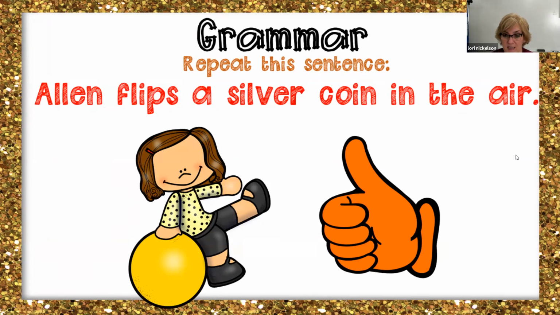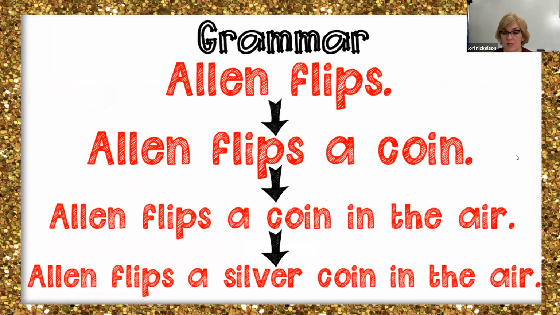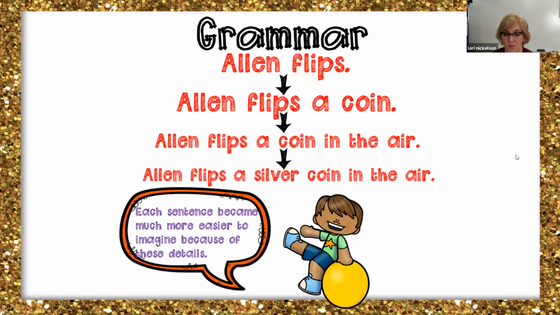Great job, guys. Look how the sentence is built. Alan flips a coin. Alan flips a coin in the air. Alan flips a silver coin in the air. See the difference between the sentences? So each sentence became more and more easier to imagine because of the details. So we went from Alan flips to flips a coin. He flips a coin in the air. He flips a silver coin in the air, just by adding those details.